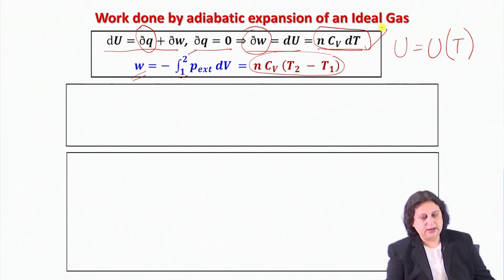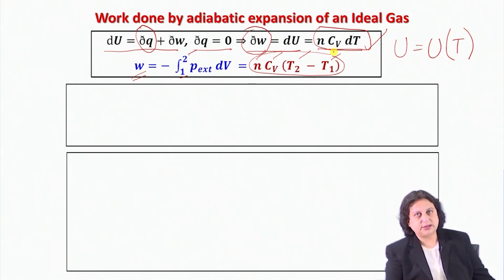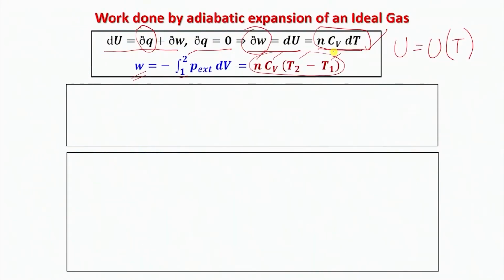Now, what does it tell me? It tells me that I can estimate the amount of work done provided I know the specific heat of the system, the number of moles present, then the final temperature and the initial temperature. So this is a very specific method by which we can find out the work done in any adiabatic expansion of an ideal gas.